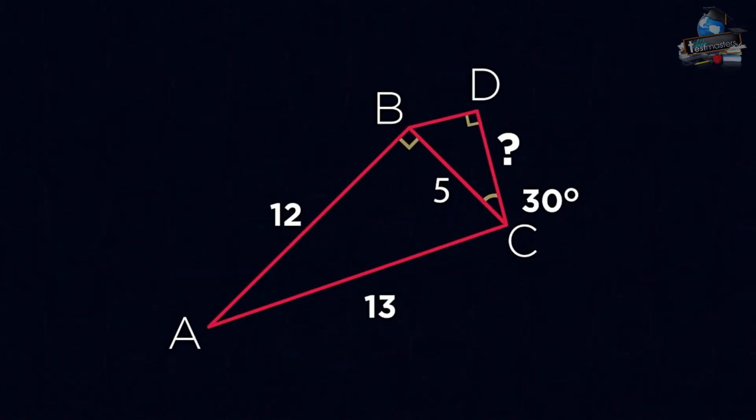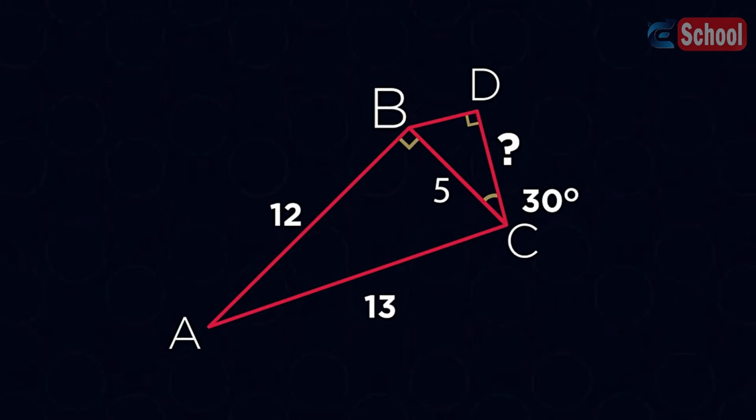Now let's go back to the triangle BCD. We have just found out the length of the side BC, and we know we need to find the side DC. What's the ratio between them? We know the angle BCD is 30 degrees. BC is the hypotenuse and DC is adjacent to angle BCD.